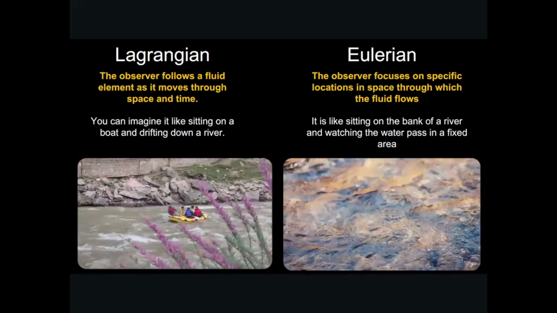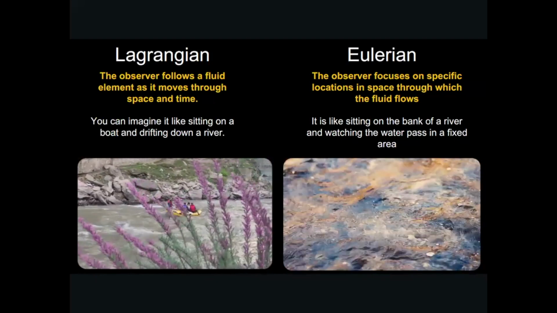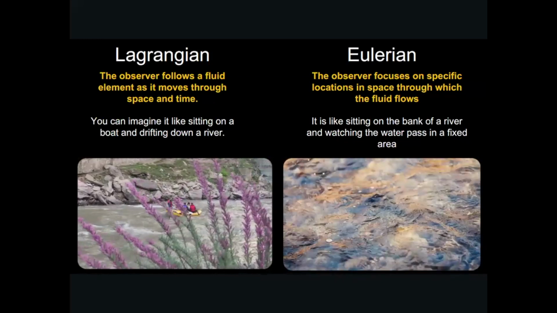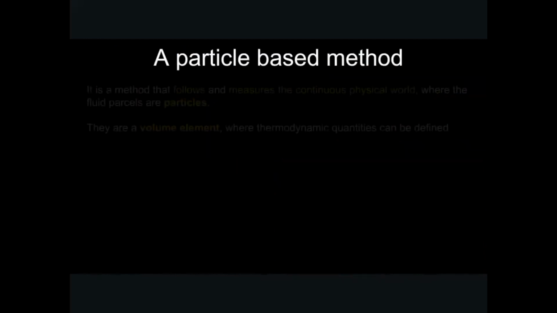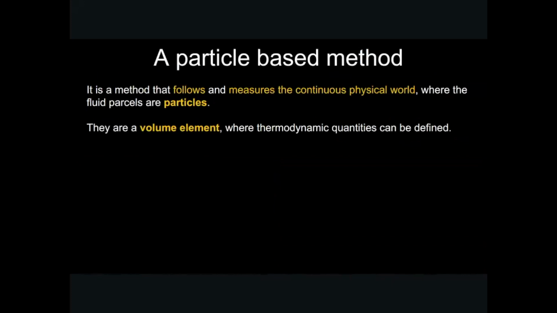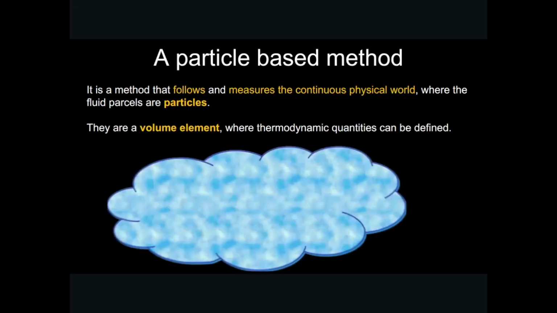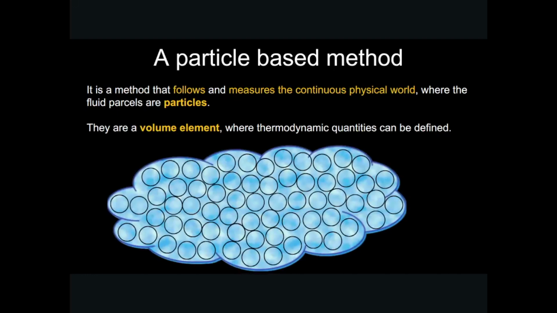So, as I said, the Eulerian approach is intrinsically a grid-based method, while the Lagrangian approach is a particle-based method. You actually work with fluid parcels, fluid elements that you call particles, and that describe and measure in a discrete way, of course, your continuous physical world. Those volume elements are macroscopic elements, so you can define macroscopic and thermodynamic quantities. Imagine you have a cloud, and you simply split it into several particles.